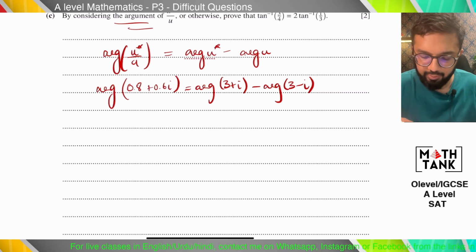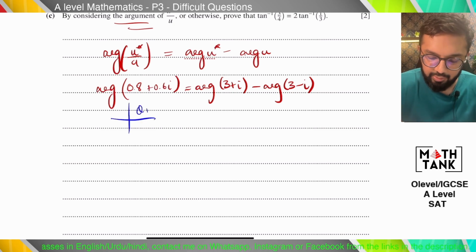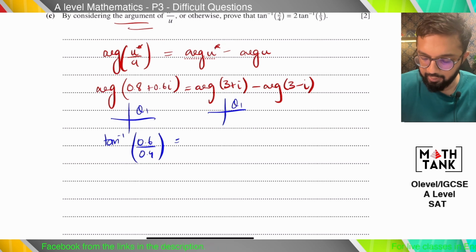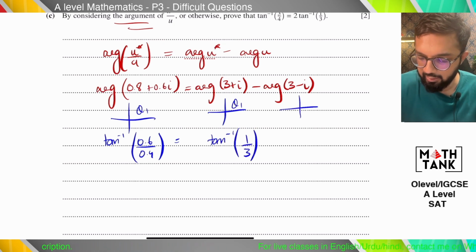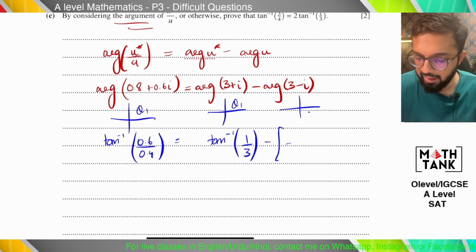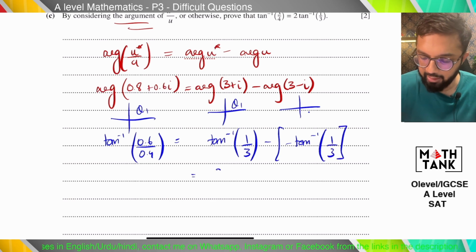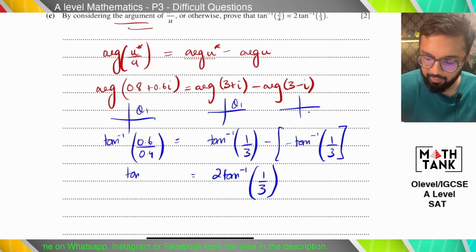Okay, so this is in the first quadrant. So it's just tan inverse of 0.6 over 0.4. This is also in the first quadrant, so this is also just tan inverse of 1 over 3. This, 3 minus i, is in the fourth quadrant, so it's minus tan inverse of 1 over 3. Okay, so that makes it 2 tan inverse of 1 over 3 and tan inverse of 3 over 2.